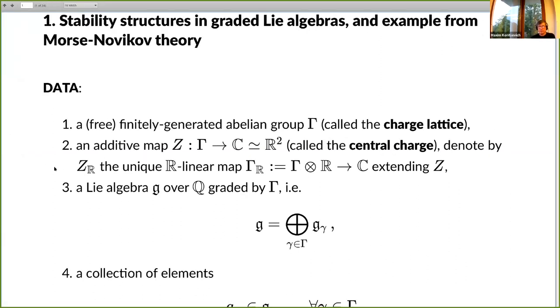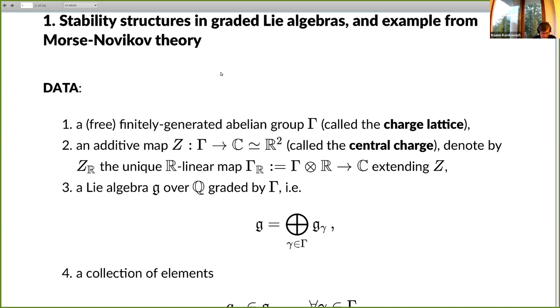Okay. So we'll start now with some formal definitions. What are stability structures in graded algebra? And explain that the example from last talk from Morse-Novikov theory is a typical example of such structure. So the name stability structure is not terribly appropriate in this case. It has some historical origin from theory of Donaldson-Thomas invariants, and which now applies to a different situation.